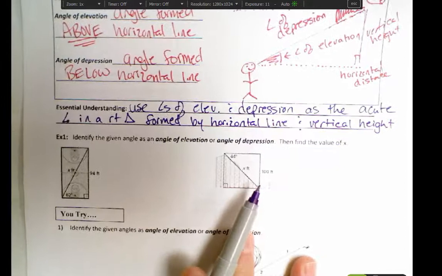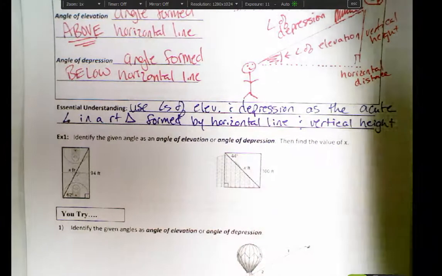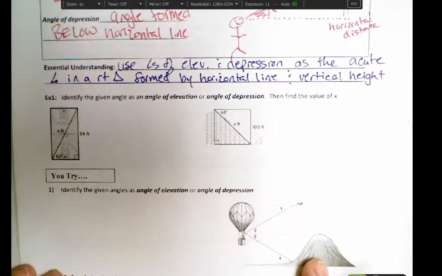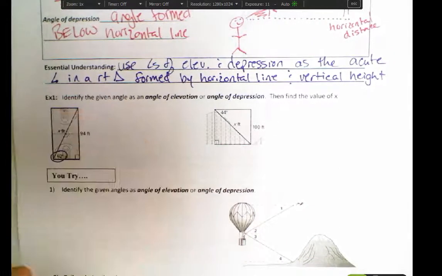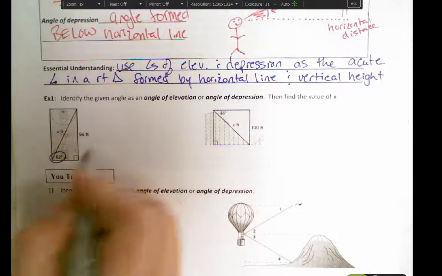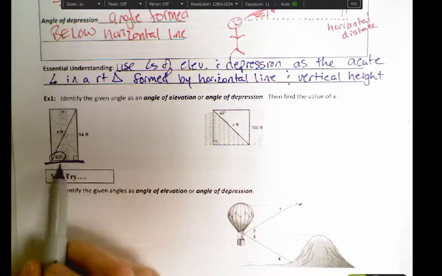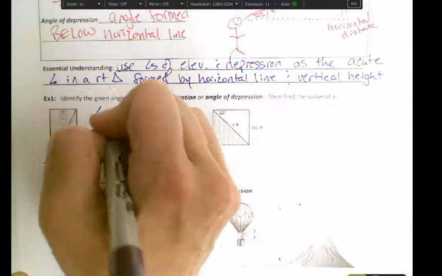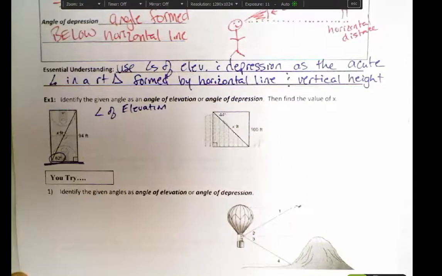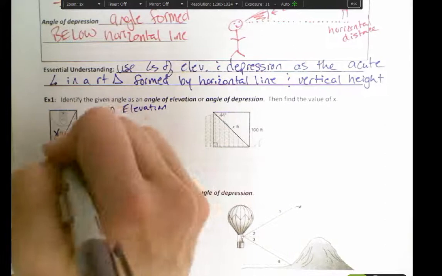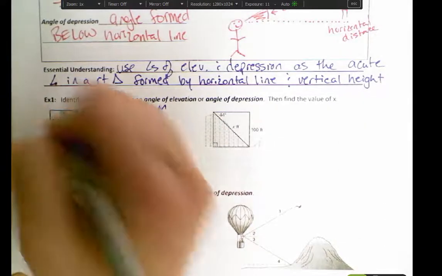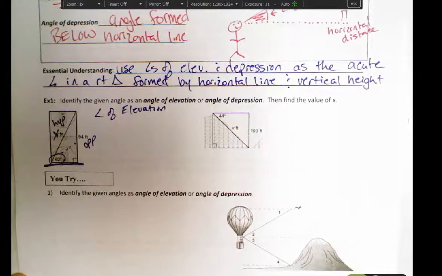It says example 1, identify the given angle as an angle of elevation or depression, then find the value of x. So we find the angle, our reference angle that we're talking about. There goes the bell. It is next to this horizontal line. It is above it, so it's an angle of elevation. And we want to solve for x. X is the hypotenuse because it's opposite the right angle.